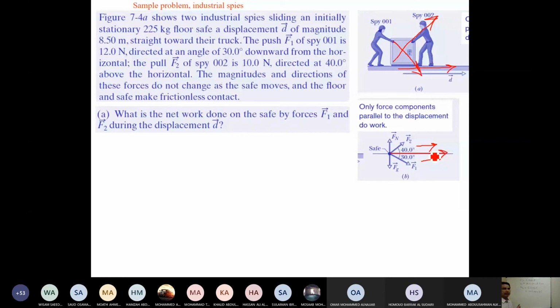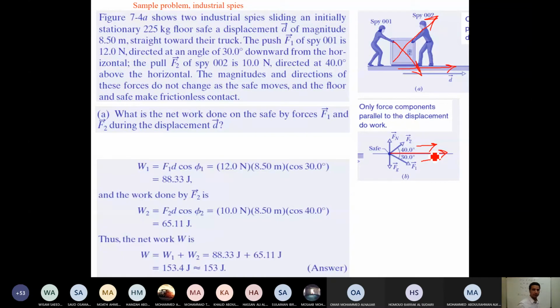Since both of the work are done on the object, because both spy number 1 and spy number 2 are transferring their energy into the box, in that case both work are positive. So I'm not changing the sign of any of the work, but the total work is going to be W1 plus W2. If you add both of the work, calculate them and add them, it is 153. So 153 joule, that's the net work.